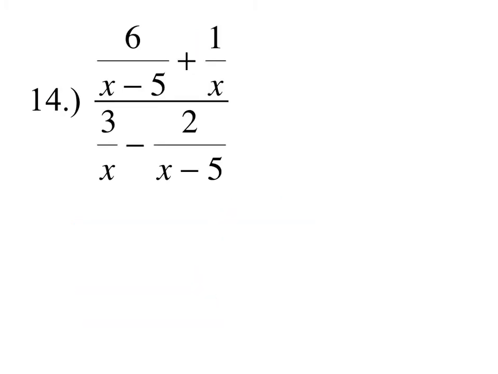And the last problem here is number 14. And we want to find our least common denominator. So thankfully, all of these denominators are factored. There is really nothing to factor.